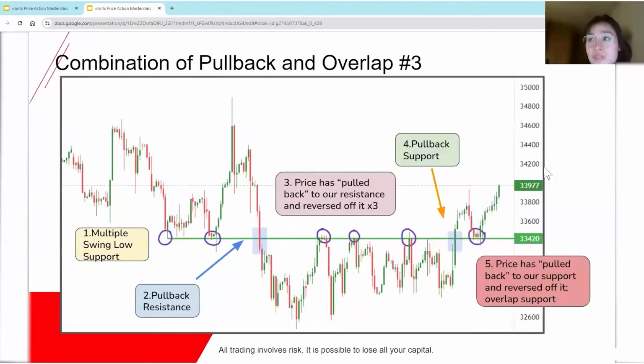Okay, another example. So here there are multiple swing lows in line at the 33420 level. And once price breaks this level, it then becomes a pullback resistance. We can see price has tested this level 3 times, making it a strong overlap resistance level. And we can see price surpassed this level again to become a pullback support. Lastly, it tested this level and bounced off of it, becoming an overlap support.